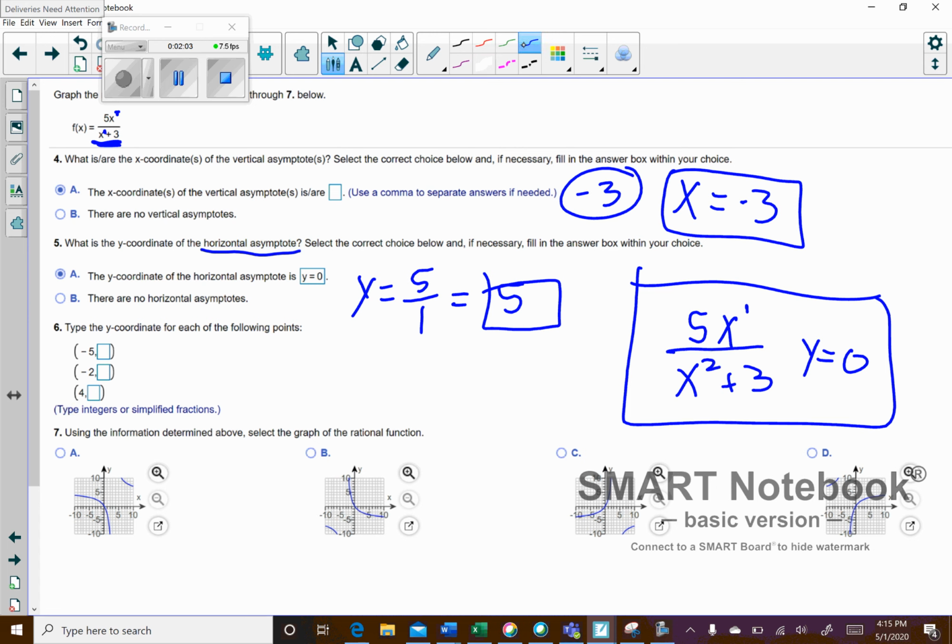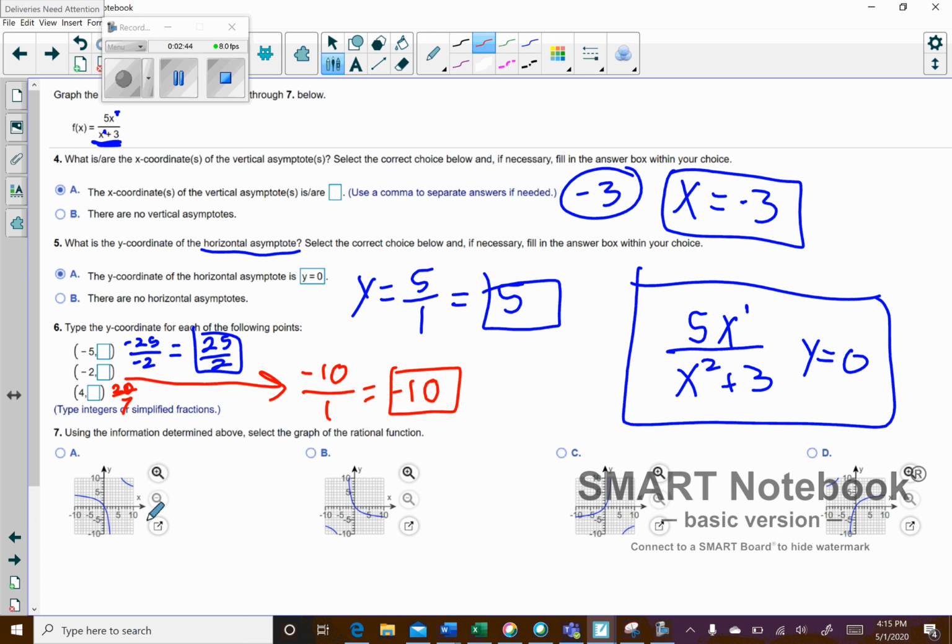This next part, they're just having you plug in some points and do a little algebra. So if you plug in -5, let's see, you would get -25 over -5 plus 3, which would be -2. And then the last thing you want to do is just clean that up to +25 over 2. They'd probably take 12.5 also if you were to put 12.5. This one will plug in -2, so we'll get -10 over 1, and then that'll just simplify to -10. And then the last one, you plug in a 4, you'll get 20 over 7, and that would be your answer there, 20 over 7.